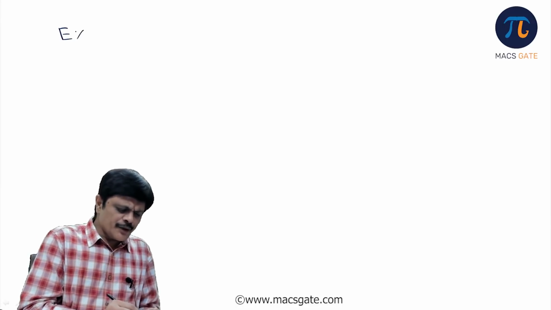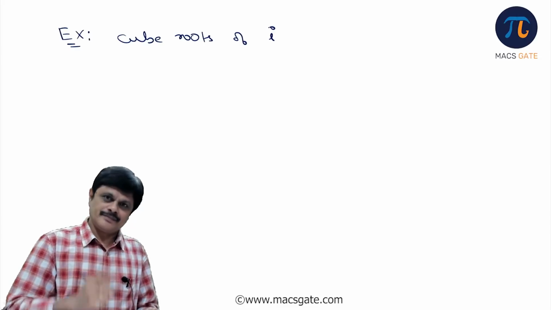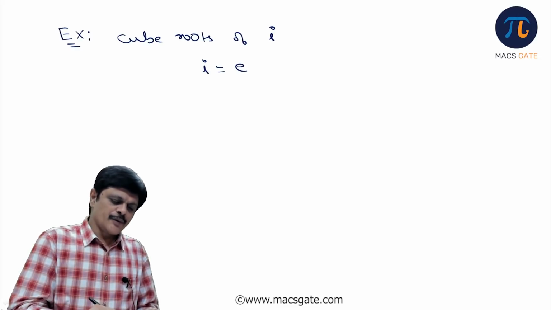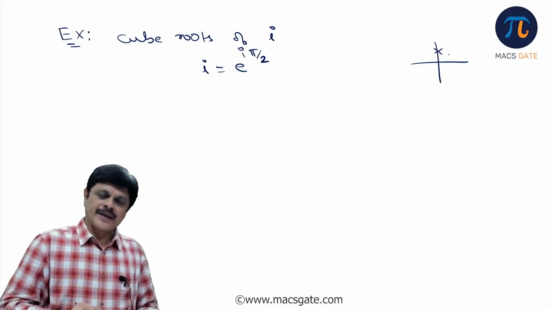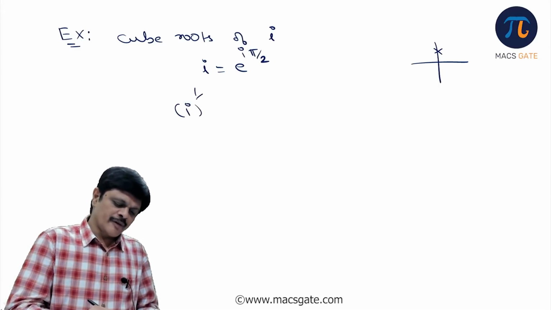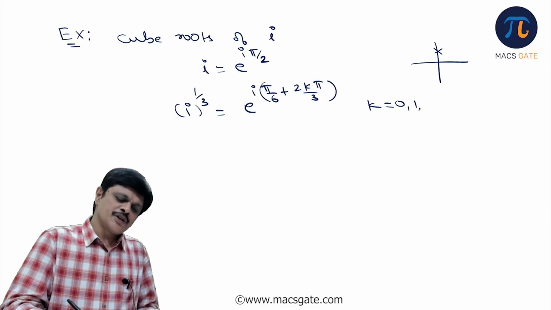Similarly, we can find cube roots of any complex number. For example, if you want to find the cube roots of i. What is i? We all know it is e^(iπ/2). Correct or not? Standard number. The argument is π/2. And you want the cube root, that is i^(1/3). So what is the formula? e^(i(π/2)/3), that is π/6, plus 2kπ/3. So we get 3 roots for k equal to 0, 1, 2.